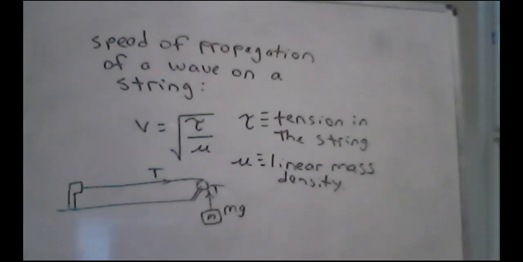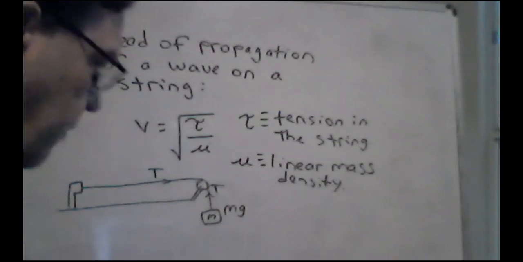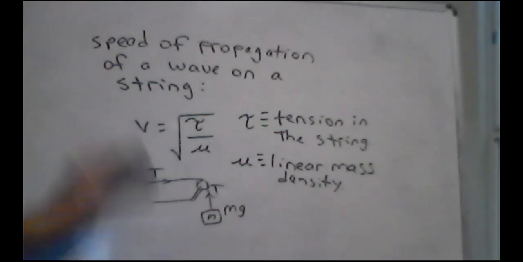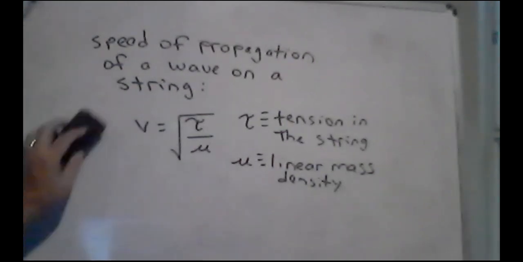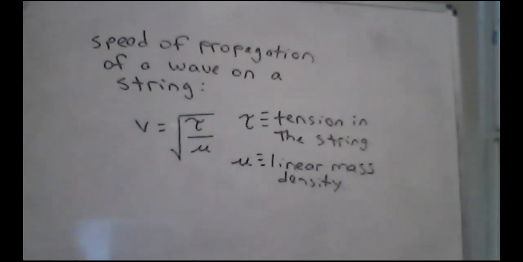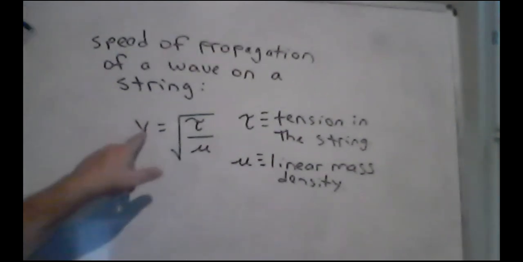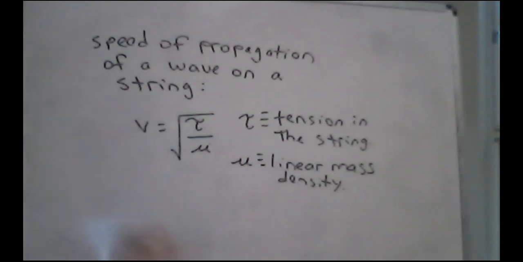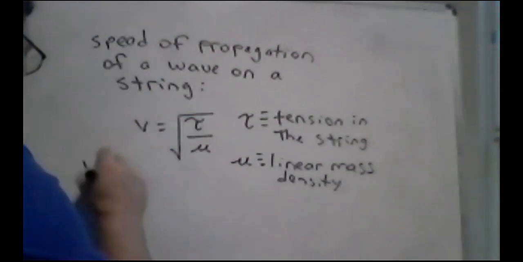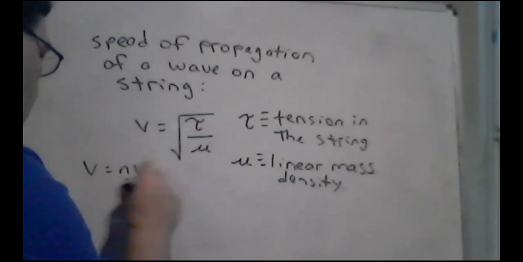Now, the speed of propagation, if you studied the videos, you realize that the characteristic resonant frequencies that, let's say, a guitar or a violin plays depend on the mass density. It's like, what is it? v is nv divided by 2L.